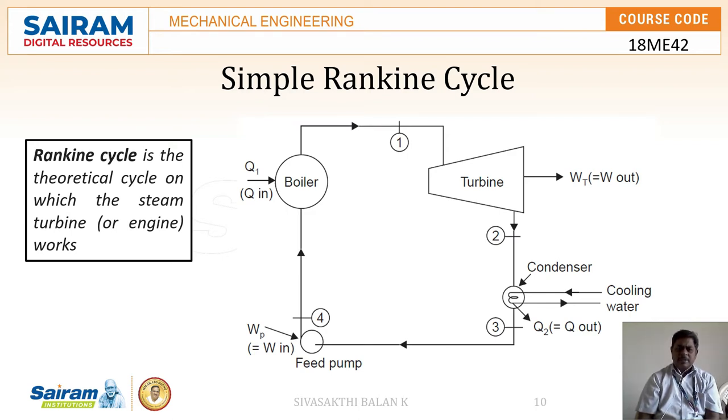The four processes in this are: 4 to 1 is a boiling process which happens in the boiler, where Q1 is the amount of heat added into the system. The second process is in the turbine, where expansion takes place isentropically, that is, reversible adiabatic expansion, where Wt is the work done by the turbine. At the end of the turbine, the steam enters the condenser, where it gets condensed and becomes a condensed liquid at state 3, and this condensation is a constant pressure heat rejection process. Then it is pumped back to the boiler in the process 3 to 4, where we give some work input. Because of that, this condensate can easily flow into the boiler.